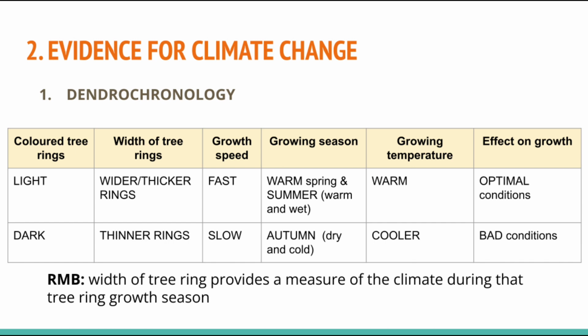And for the other one, dark and thin, growth speed is slow, and this is because the growing season in autumn, which is dry and cold, temperature is cooler, and these are bad conditions for growth. The reason why these are bad conditions: cool is not good for the rate of enzymes, and dry, there's not enough water, and water is needed for photosynthesis, and photosynthesis is used to make the tissue for the tree rings. So because of these conditions, we get thin tree rings. Again, you have to remember that the width of tree rings provide a measure of the climate during that tree ring growth season.